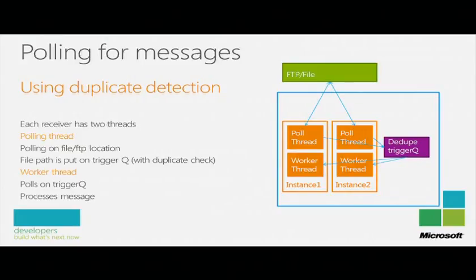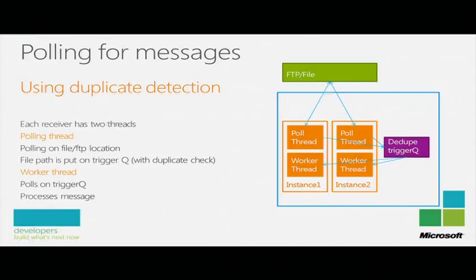So we have a different way of working. We said, okay, let's just poll with all these machines that we have, and mostly it's 2 only. We poll on FTP or file, and if we find a message, we put it on a queue, the trigger queue. Just the location of the message, not the body. Then we have different threads for that receiver, polling on that queue. And if they receive the trigger for that message, they pick up the message, handle it, and process it. What we use on this queue is duplicate detection.